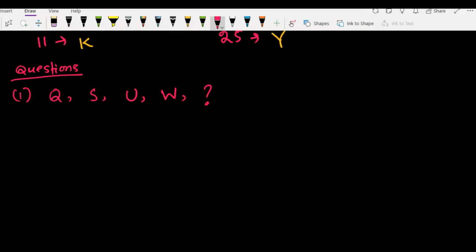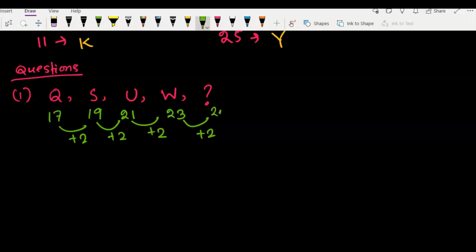Let's start with some small questions. So we have this series Q, then S, U, W. What is the next one? So how will you solve this? What is the number of Q? It is 17. S is 19, U is 21 and W is 23. So you see that from 17 we have plus 2, plus 2, plus 2 and here we need plus 2. So this will be 25. So 25 means it is Y. So Y is the correct answer.